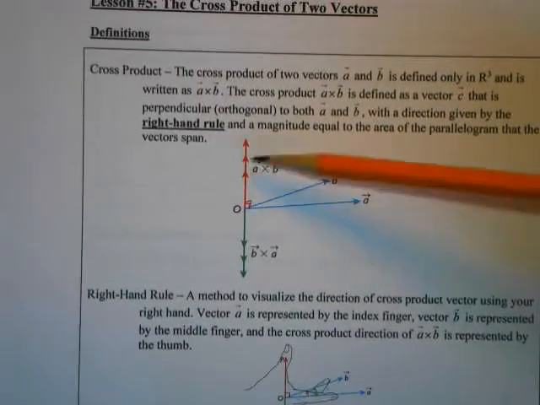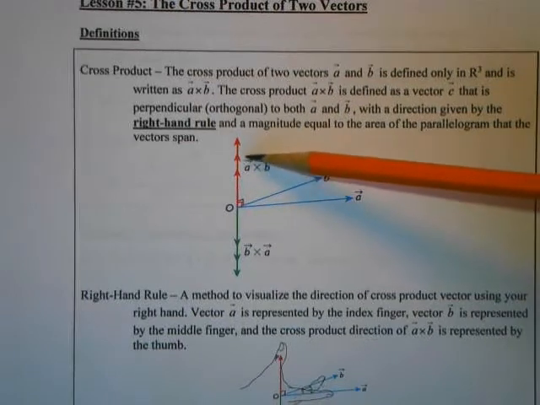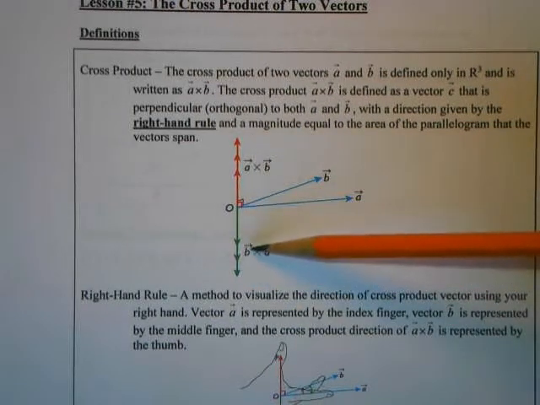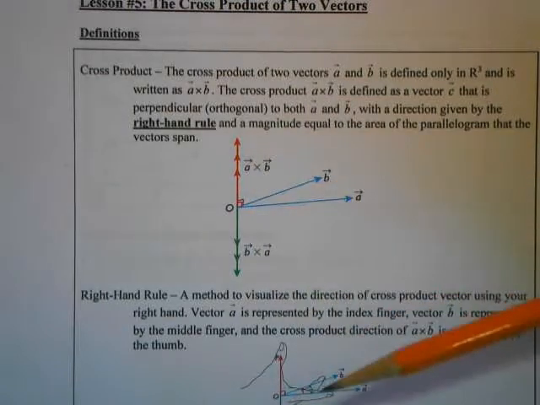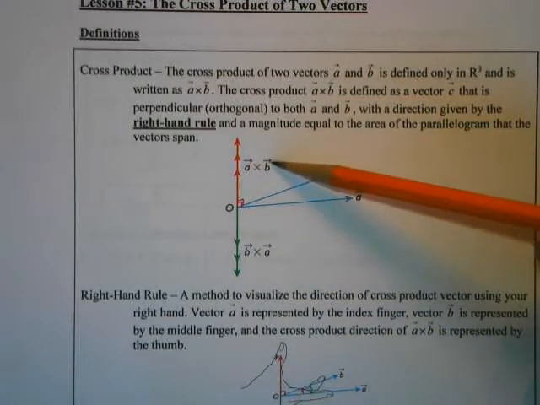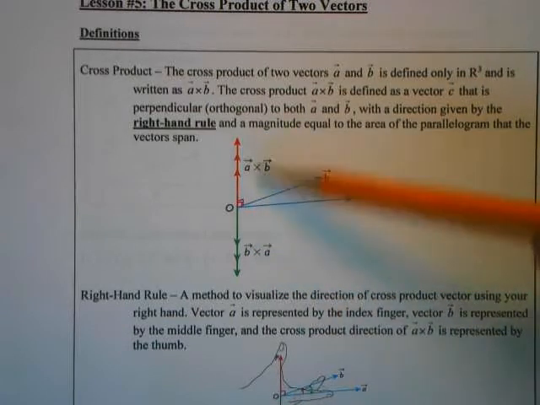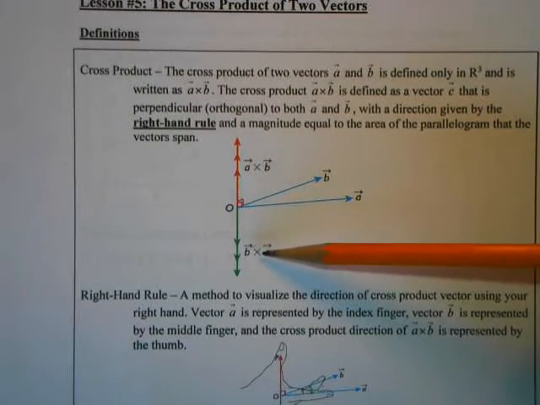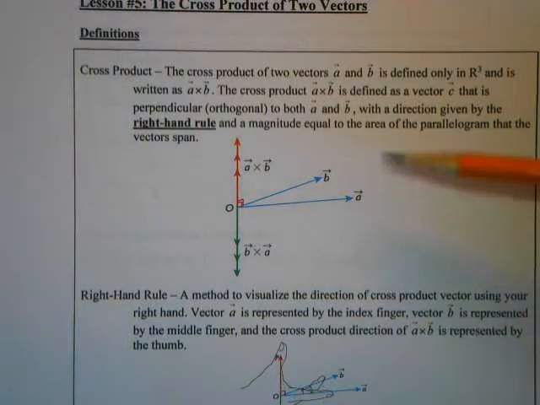And you also see that going in one direction is A cross B, and going in the other direction is B cross A. So that also tells you that A cross B is not exactly the same as B cross A. So the cross product is not commutative. You can't just change the order. But there is a relationship, which we'll get to in a second.